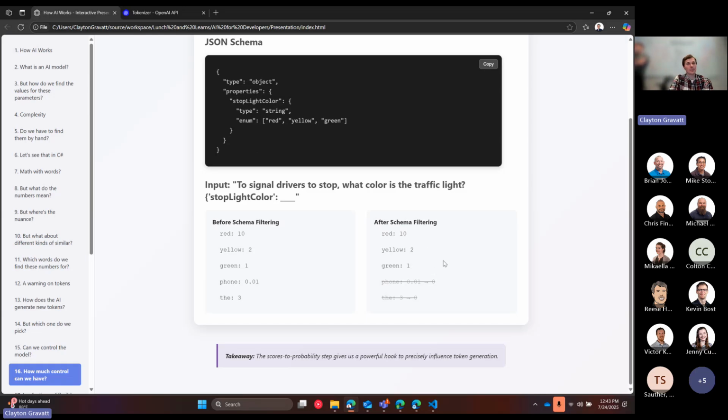So in that case, if you have only yellow and green, the before schema filter doesn't even have yellow or green, and then the schema filter will have yellow or green. It'll be a very small number potentially, or a big number, but it will. So because this happens before temperature and top P? Yeah, I think so.